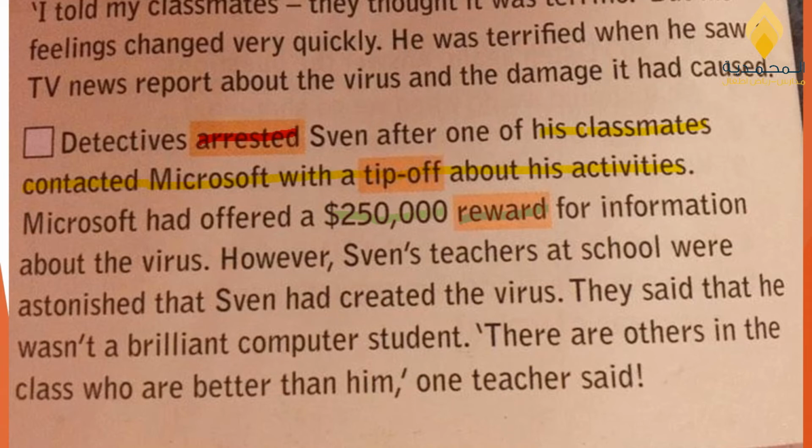Now, let's have a look at how Sven's teachers thought of him. They thought that he wasn't a brilliant student. That means he wasn't that smart to create a virus that could cause that large damage. And even one of his teachers said that there are others in his class that are better than him. Which means that even when he created the virus, he wasn't a genius. He didn't have a very high IQ.